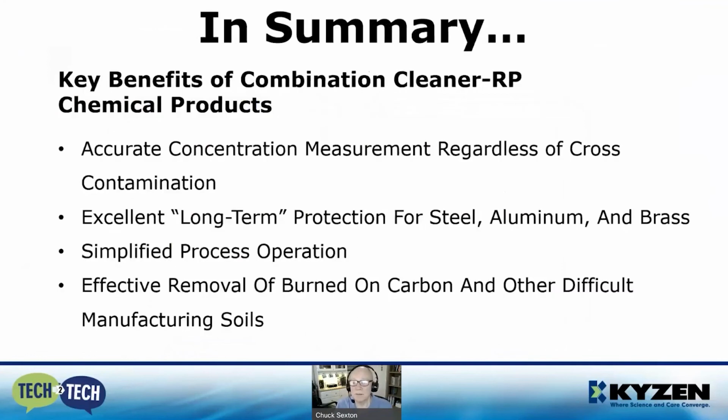So in summary, the benefits of these combination cleaner RP chemical products are probably first and foremost accurate concentration measurement regardless of cross-contamination between stages. You can use the same methods, the same charts, and the same control system throughout. Excellent long-term protection for steel, aluminum, brass, and other copper alloys. Simplified process operation, and effective removal of very difficult contaminants such as burned-on carbon, chlorinated paraffinic oils, and other manufacturing soils. And that's it for my presentation.